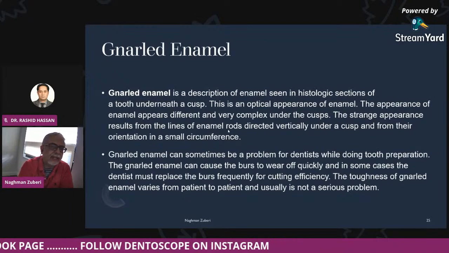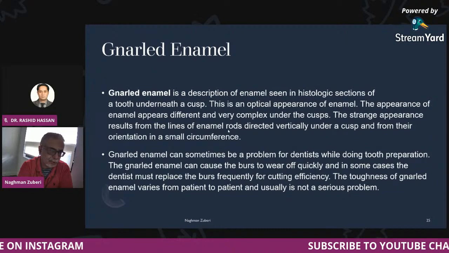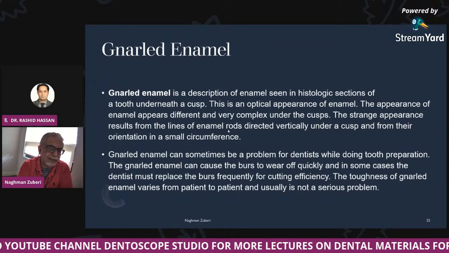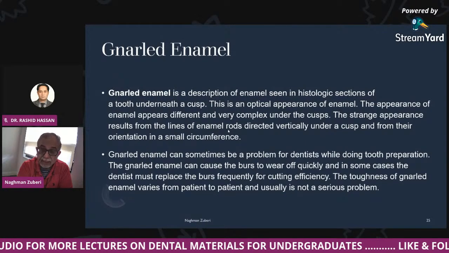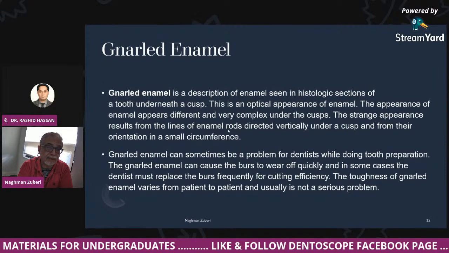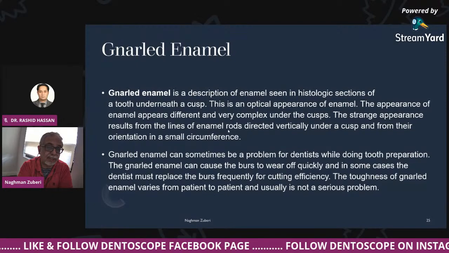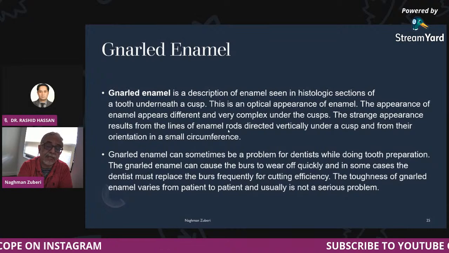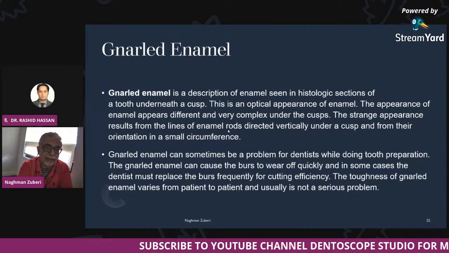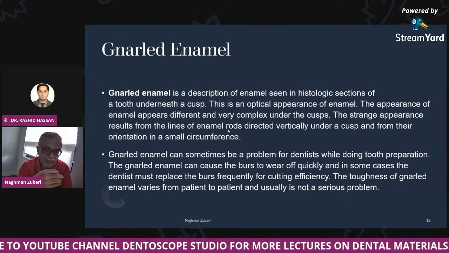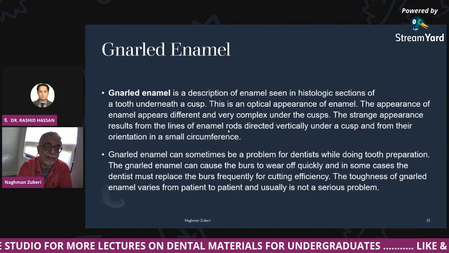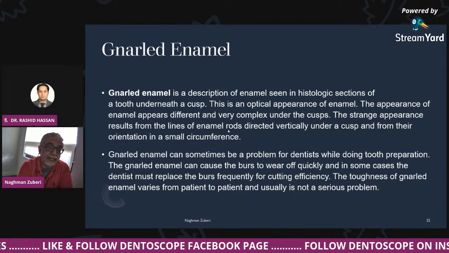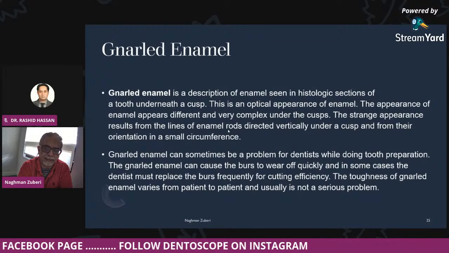Gnarled enamel is a description of enamel seen in histologic sections of a tooth underneath a cusp. This is an optical appearance of enamel. The appearance is different and very complex in these areas. The strange appearance results from the lines of enamel rods directed vertically under a cusp and from their orientation in a small circumference. Gnarled enamel can sometimes be a problem for the dentist when preparing a tooth. It can cause the burrs to wear off quickly, and in some cases the dentist must replace the burrs very frequently to maintain cutting efficiency. The toughness of gnarled enamel varies from person to person, and usually it is not a very serious problem.